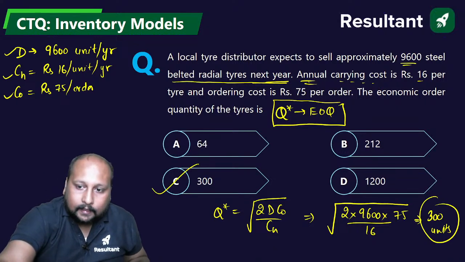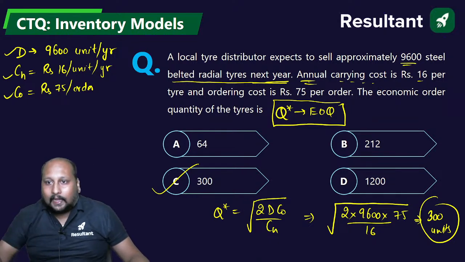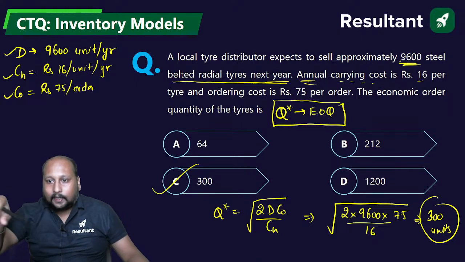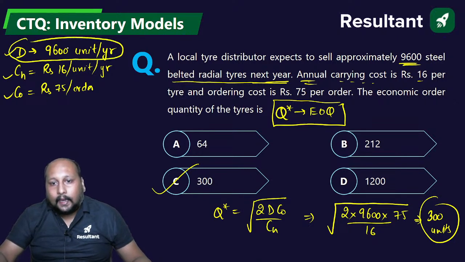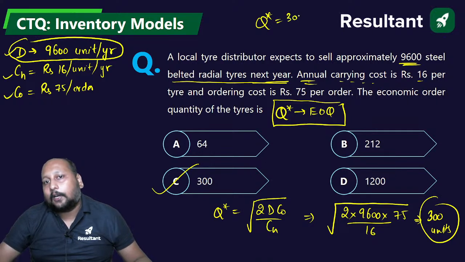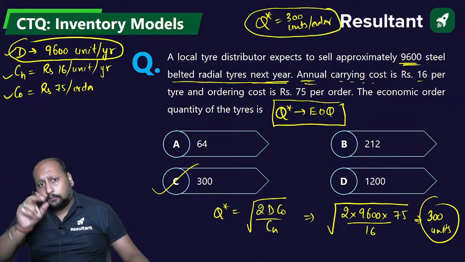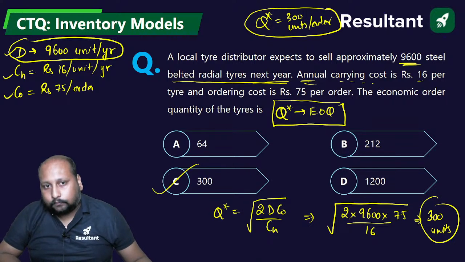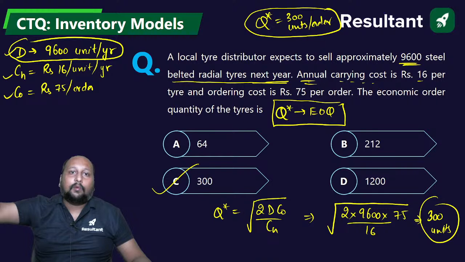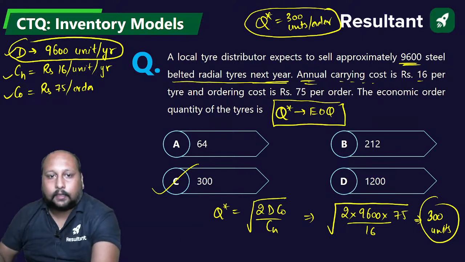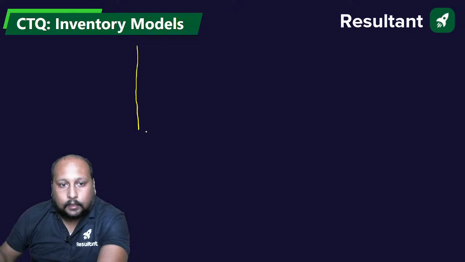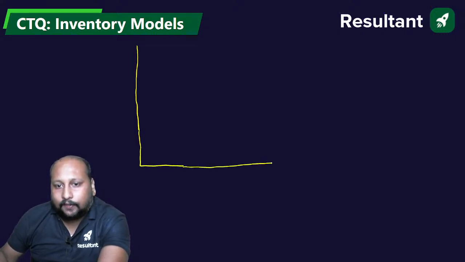What's the meaning of this? The meaning is, the annual requirement is 9,600, and every time you are placing an order of 300 units per order. If you place 300 units per order, then your total cost associated with this will be minimum. And that is what we call the EOQ, the economic order quantity. Clear? Understood? Let us draw the graph. The problem is done, but we will understand this more by taking one more discussion on this.